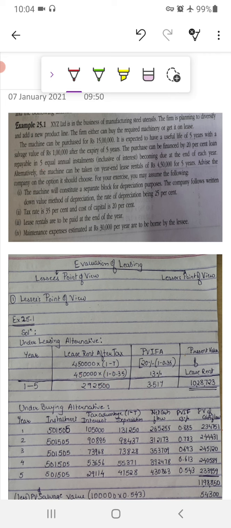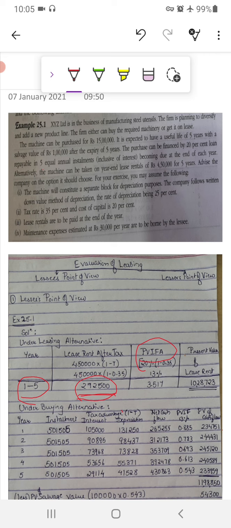Now the question will be, why after tax? Because whenever you pay a lease rental, you save on tax. It is a deductible expense. So whatever expenses you bear, that is the actual expense, but the after-tax expense would be less because you are saving that much percentage of tax. So you have to calculate lease rentals after tax. Once you do that, then we have to find out the present value of the annuity. Now the question is, why annuity? Because we are considering 1 to 5 years.